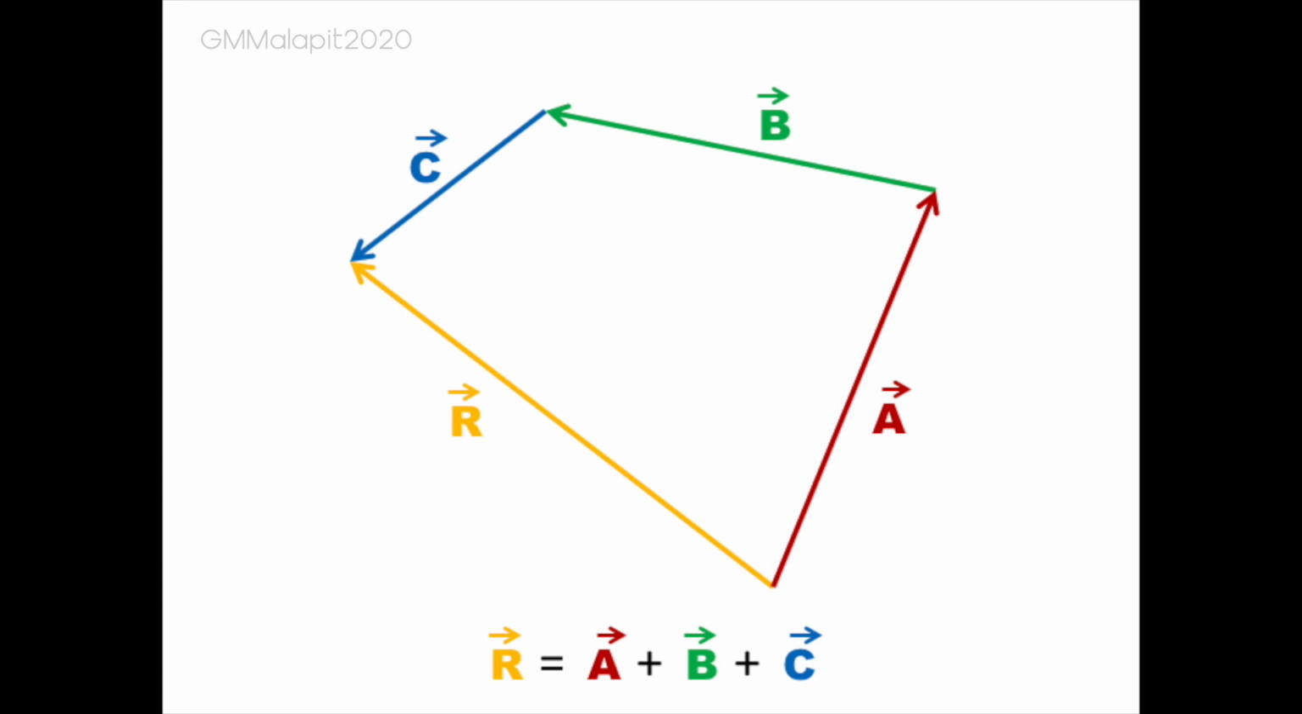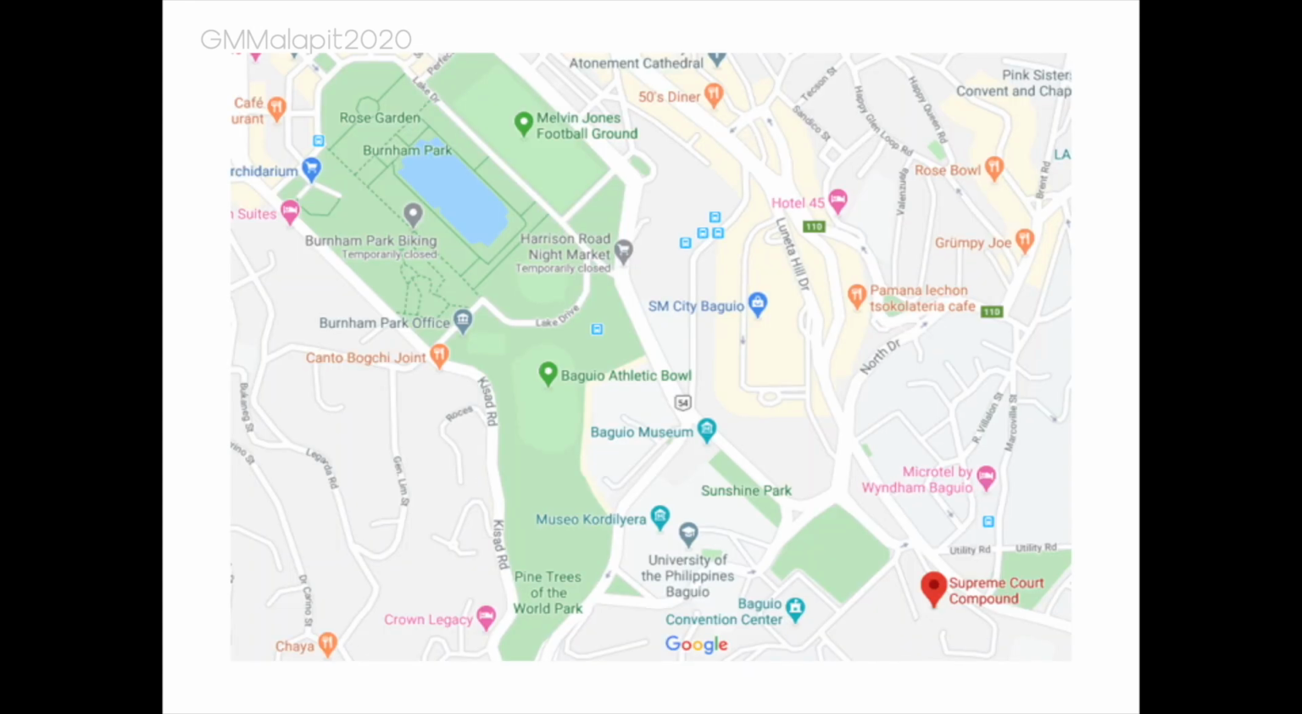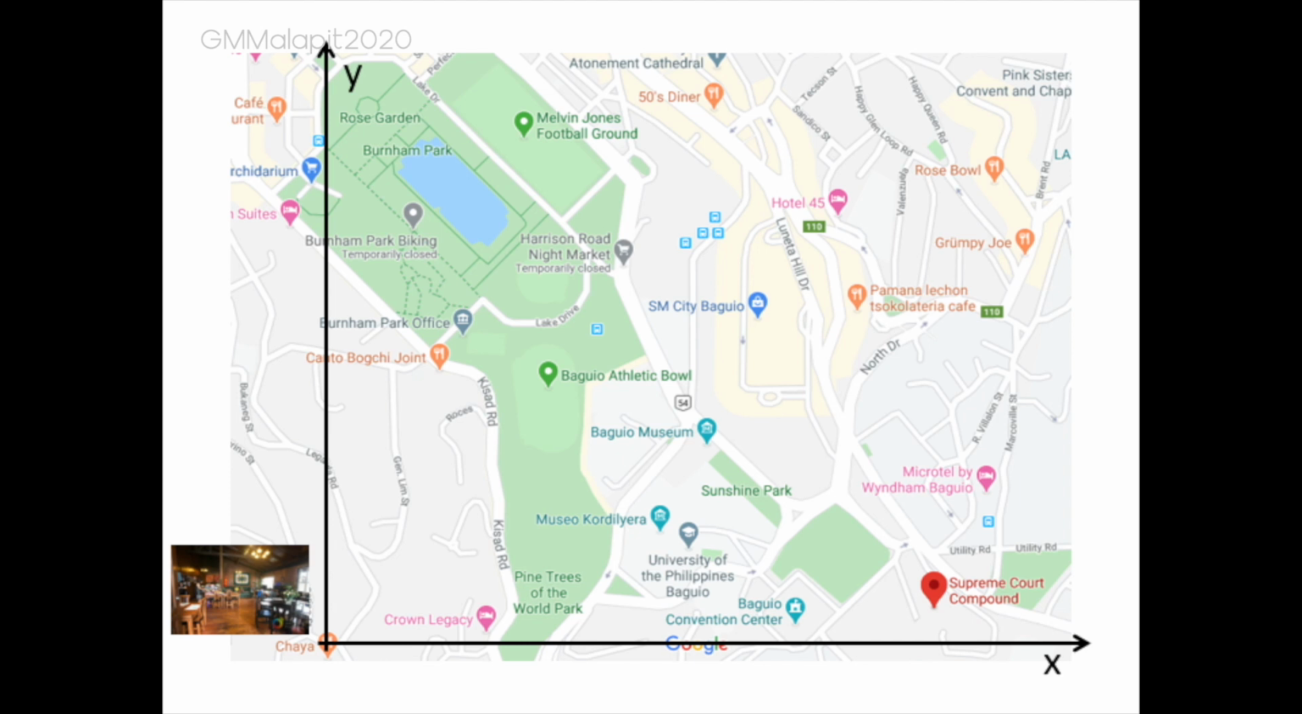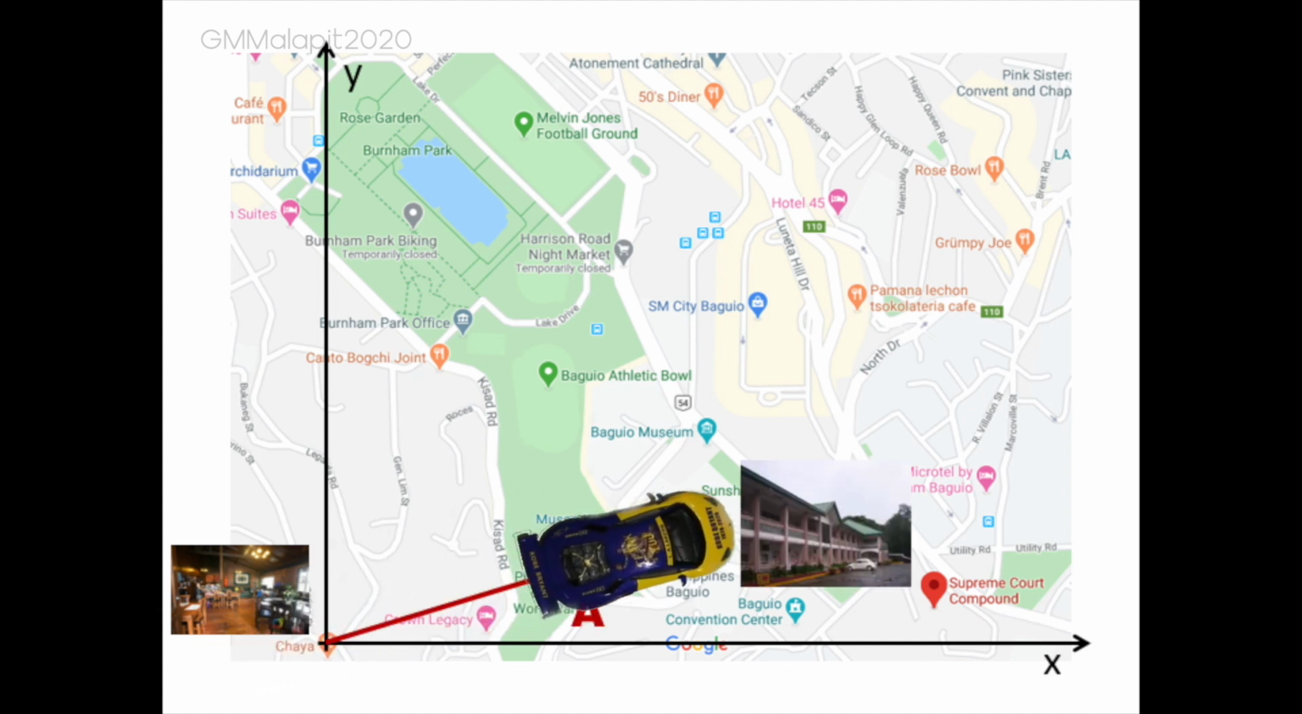Here is another picture of Baguio City's map from the same app. If we will draw a coordinate system showing only the positive x and y axis, our origin is at Chaya. After a very good meal at Chaya, we are now ready to go to UP Baguio, where our displacement is represented by vector A.